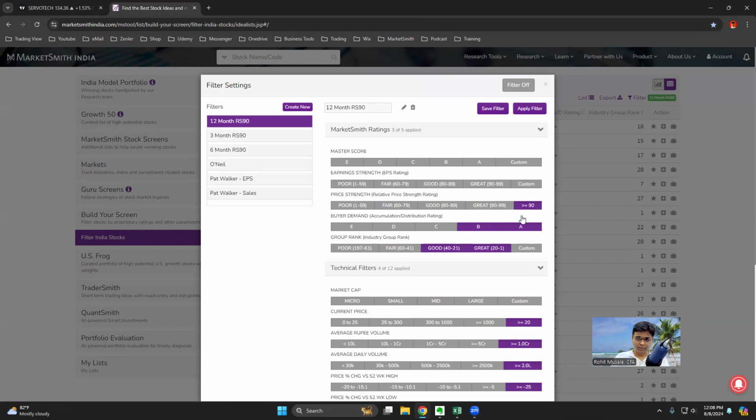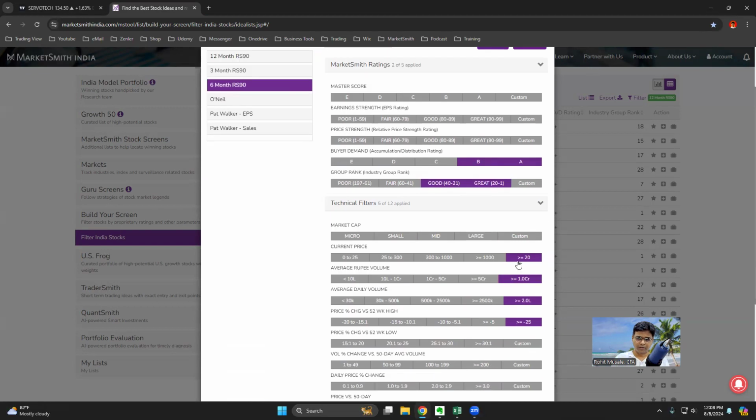So this is one filter. Then you have the 6-month filter where the institutional demand is A and B. Group rank is from 1 to 40. Current price is more than 20. Average rupee volume more than 10 million. This doesn't change. Average daily volume 200,000 shares. This doesn't change. None of these four filters change.